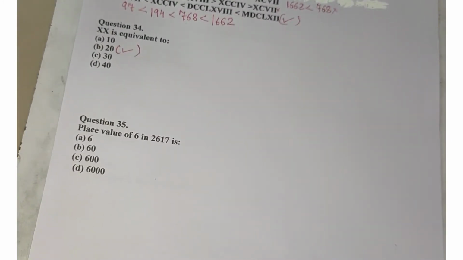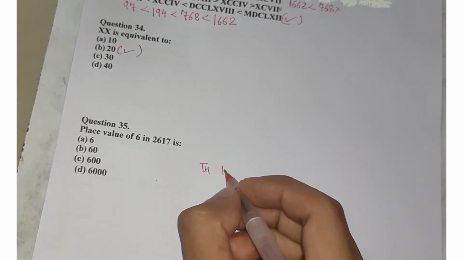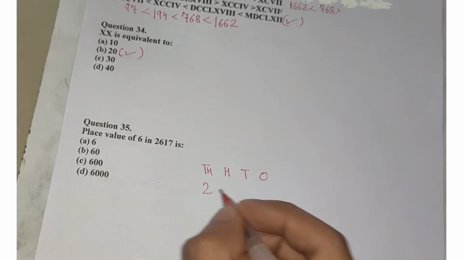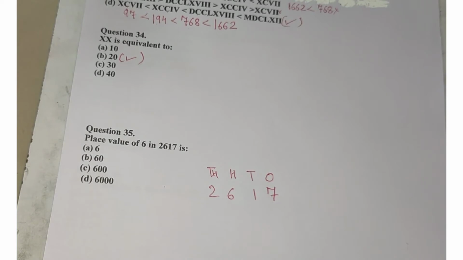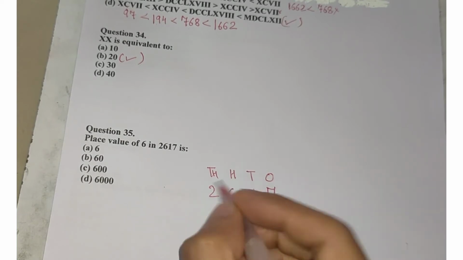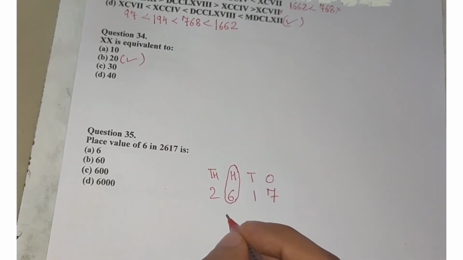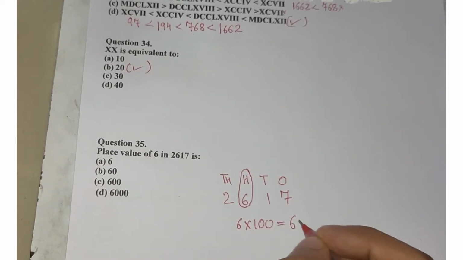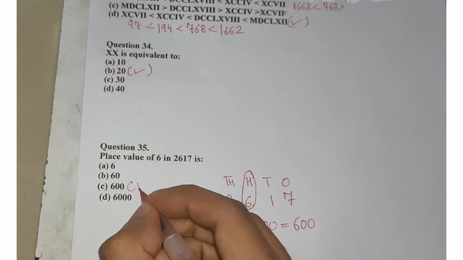Place value of 6 in 2617. Okay, place value is there. So let us draw the chart of the place value system: 1000, 100, tens and ones, and arrange the number. So 2, 6, 1 and 7. Now the place value of the 6 is at the 100 place. So 6 into 100 will be equal to 600. So according to the options, we can move with option C.